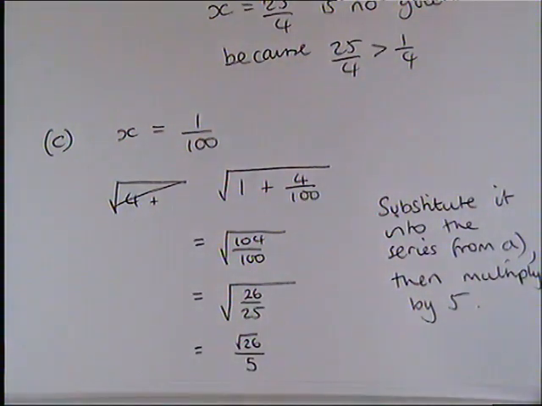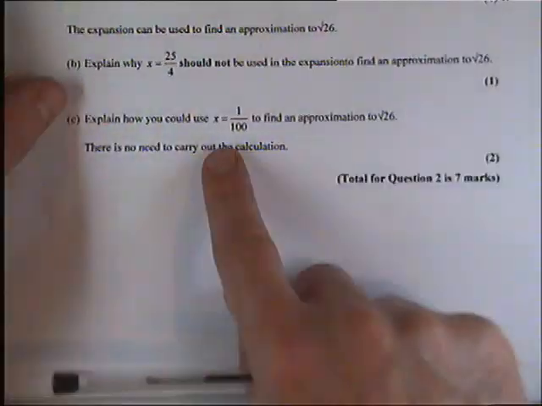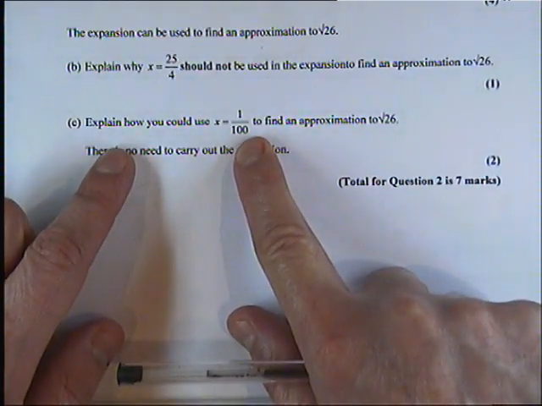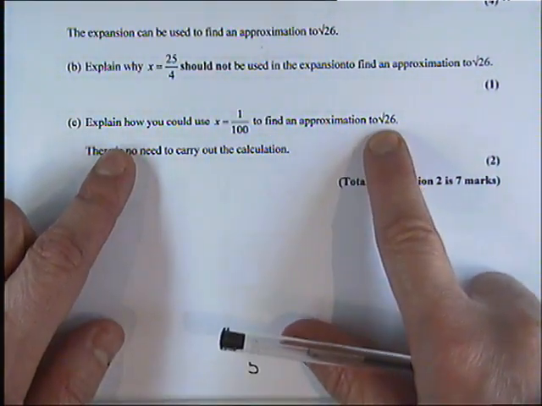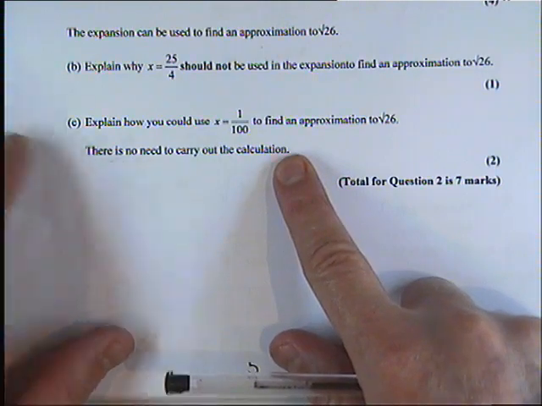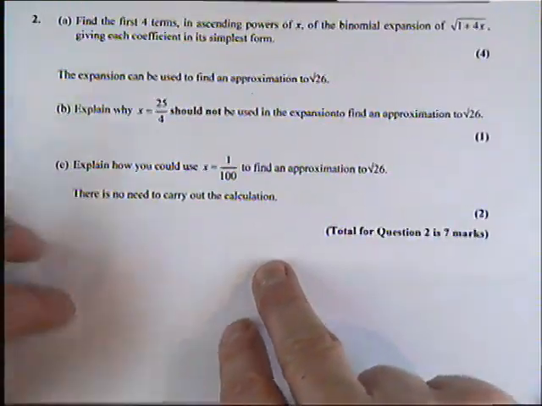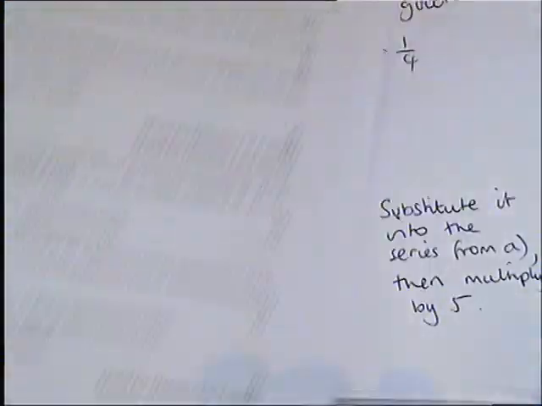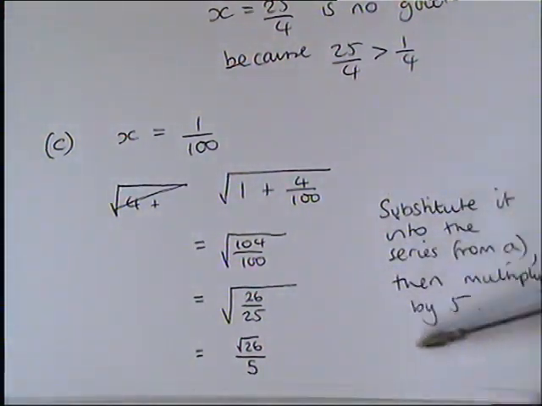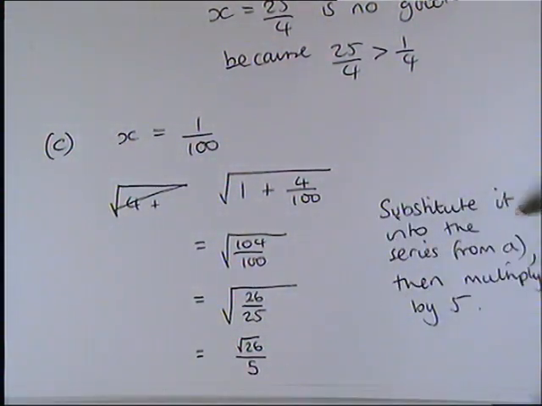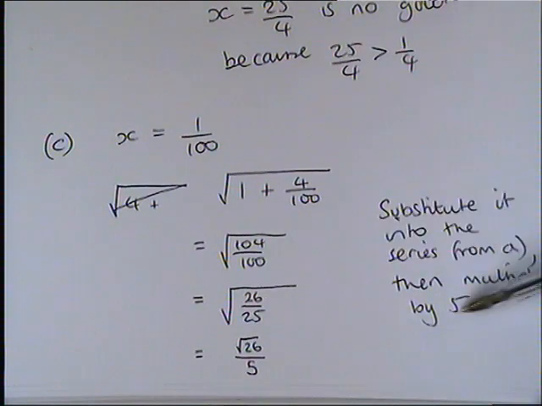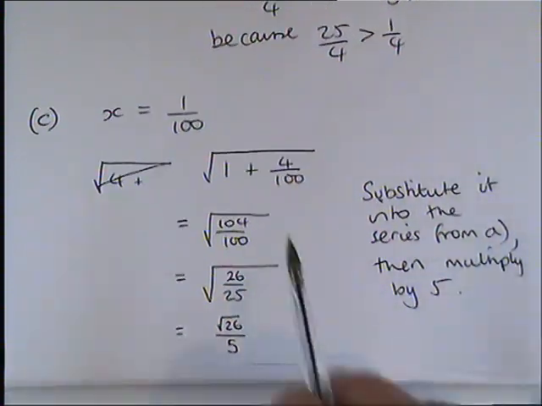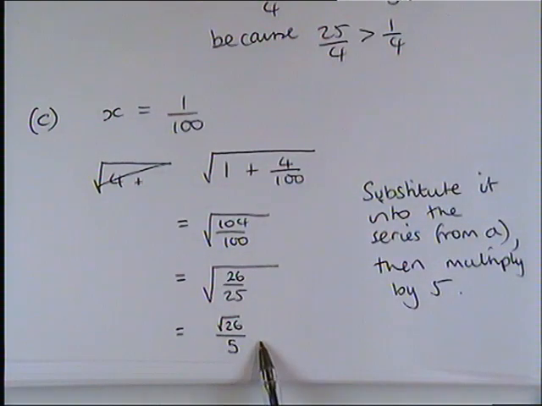So for this question, if we just read back to it again, it says explain how we would use x equals 1/100 to find the approximation to root 26. There is no need to carry out the calculation. So I don't need to actually work this out. They're looking for you to explain how to do it. So substitute the value of x into the series from part A and then multiply by 5, and have this working here to back up your answer.